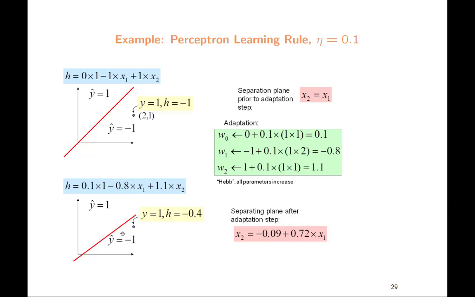So it moved a little bit in the direction of getting closer to this incorrectly classified data point, and if you do these gradient steps a few times, eventually it will move to the right side of this data point.